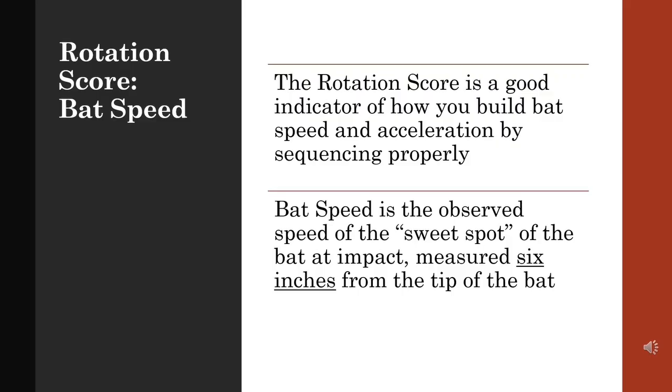So now we're up to the rotation score. The rotation score is made up of two metrics, bat speed and rotational acceleration. Bat speed is what everyone talks about, obviously. For Blast, this measurement is what they consider to be the sweet spot of the bat at impact, and it's measured 6 inches from the tip of the bat. I don't think it needs any further explanation since most people know what this is.